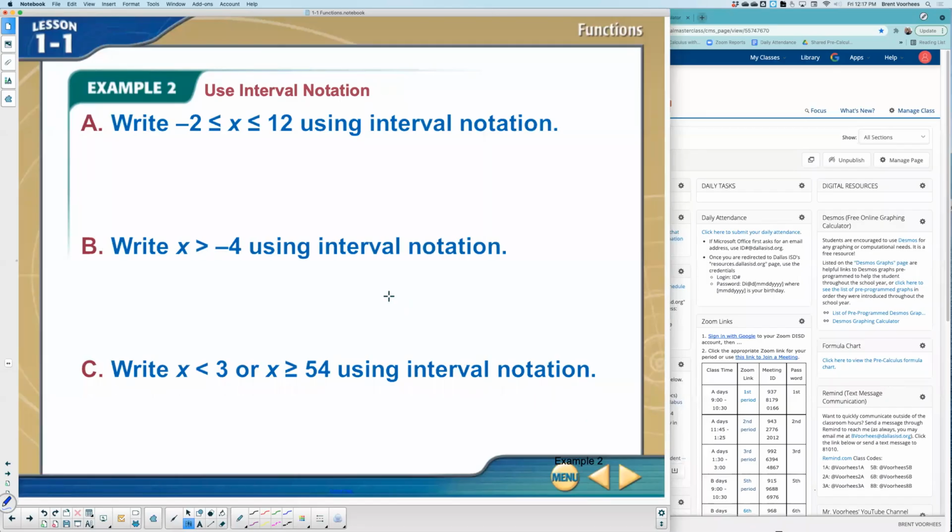All right, now let's practice a little bit more of converting between interval and inequality notation, okay? David, make sure you're with me, please. Keep that up, I appreciate it.